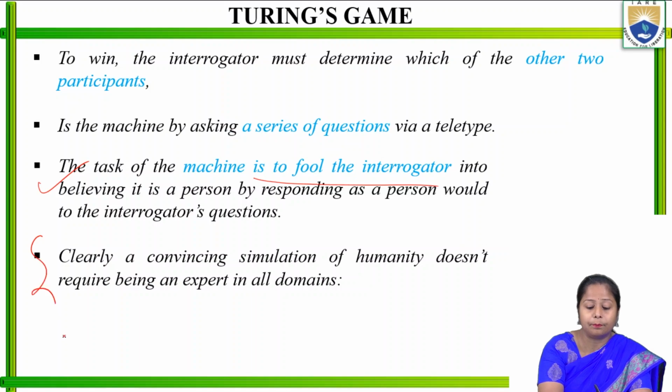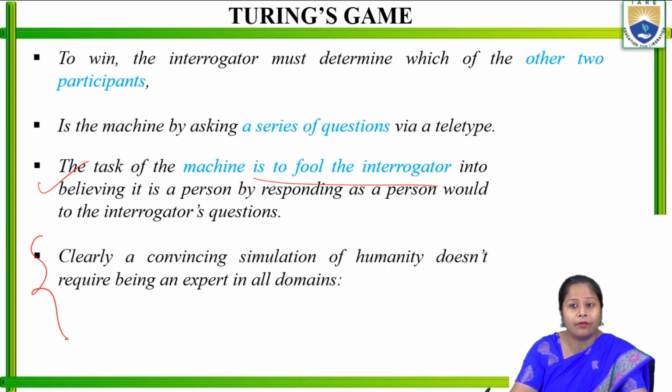Clearly, a convincing simulation of humanity does not require being an expert in all domains. There was no direct interaction with the humans, so that the machine could intelligently interpret the different tasks. That was the main objective of this Turing game by Alan Turing.